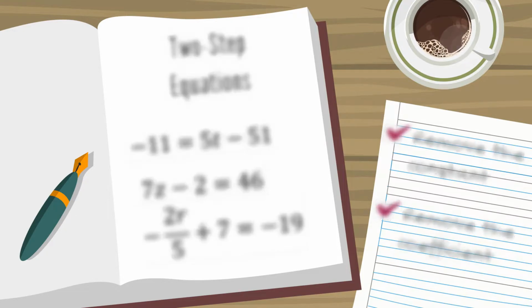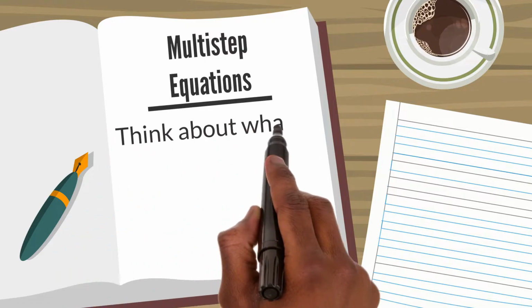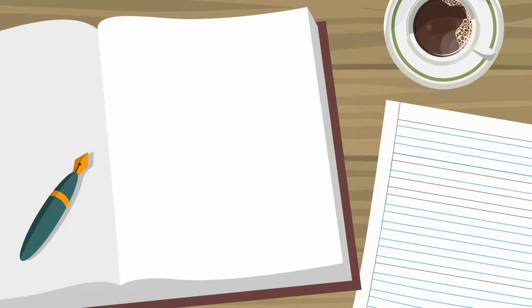When we move beyond two steps, it is best to think. No, think is not a strategy or an acronym. Think means precisely that. Think about how you would solve the equation if you knew the value of the variable. Use that information to help you undo the operations to isolate the variable. Let's look at an example of this strategy.